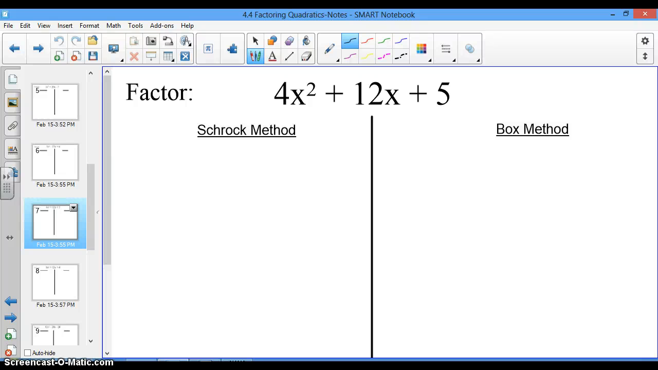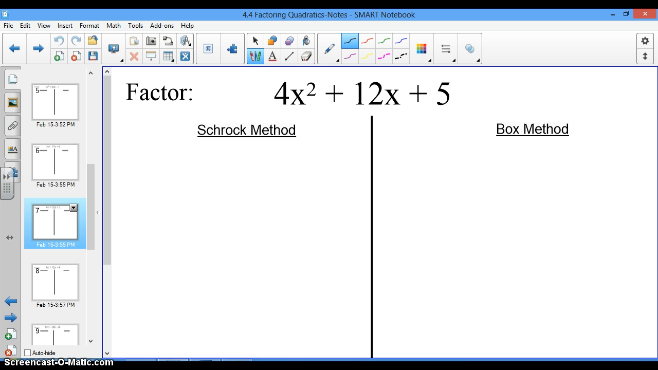All right, so today we are going to finish the notes that we started the other day by factoring harder quadratics when the number in front of our x squared term is not a 1. So I'm going to do both methods, Schrock method and box method. First step, though, for each one is to factor out a GCF.